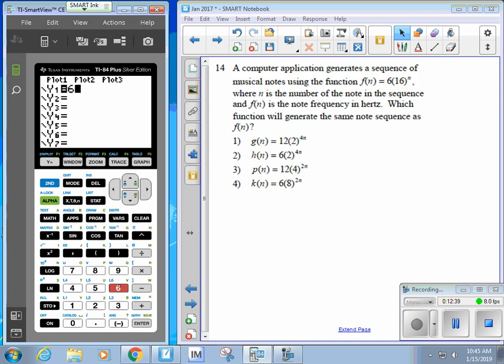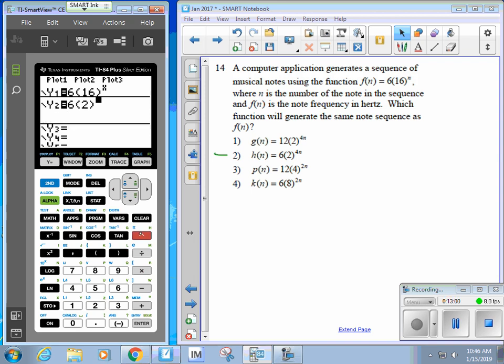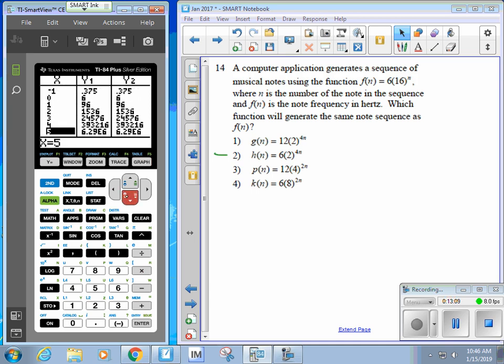So if I type the original one in, 6 multiplied by 16 to the n, I can't say n, so I'm going to say x. Then we pick one that we want to guess. So I have a class in front of me. Which one do you guys want to guess? All right, so if we guess 2, I'll try it out, and I'll type it in. So 6 multiplied by 2 to the 4x. And if this is the right answer, then their tables should match. And look at that, we got lucky. Good guess. And they match completely. So that is the right answer.